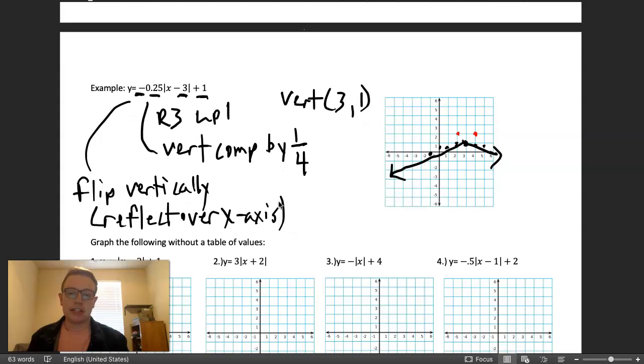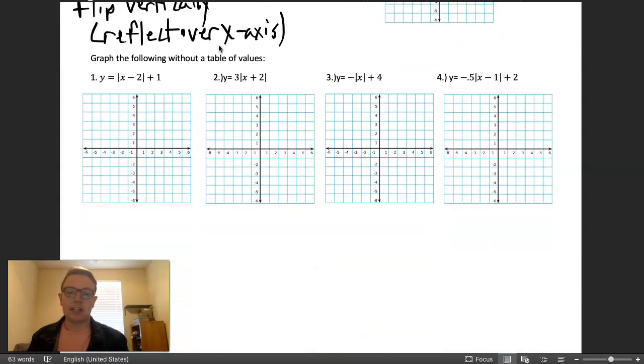Now we have a couple more practice problems as well, just to get familiar. Each of these has some transformations and has all of those. Let's go through a couple of these. Starting with this one, we have a -2, which is going to bring us right 2 and a +1. So right 2 up 1, our vertex is going to be 2, 1. So let's go to 2, 1. Doesn't look like anything else has changed, so we're just going to move the graph with our nice little comfortable V just up to the point 2, 1.